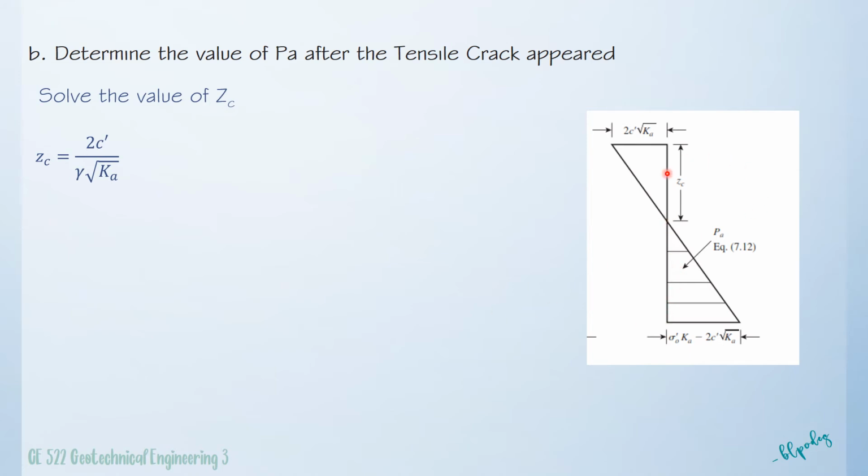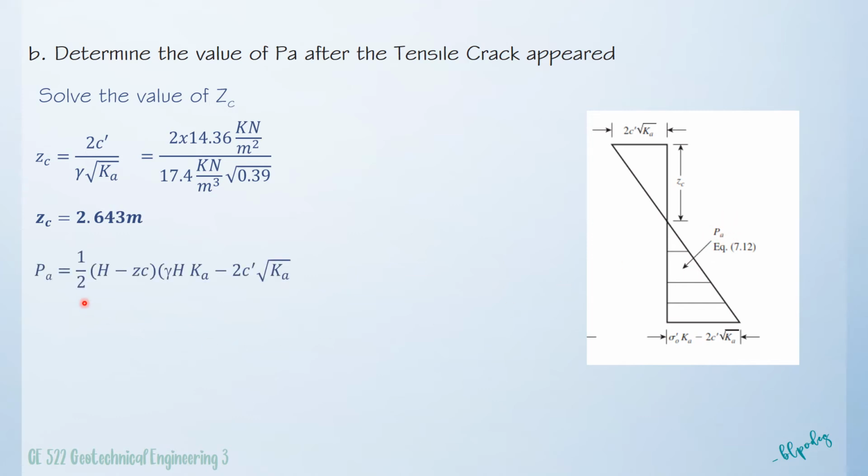To determine z of c, that becomes 2 times the cohesion, 14.36, divided by 17.4 kilonewton per cubic meter, multiplied by the square root of Ka. The cubic meter and meter squared will cancel out, and we are left with meters. So z of c is 2.643 meters.